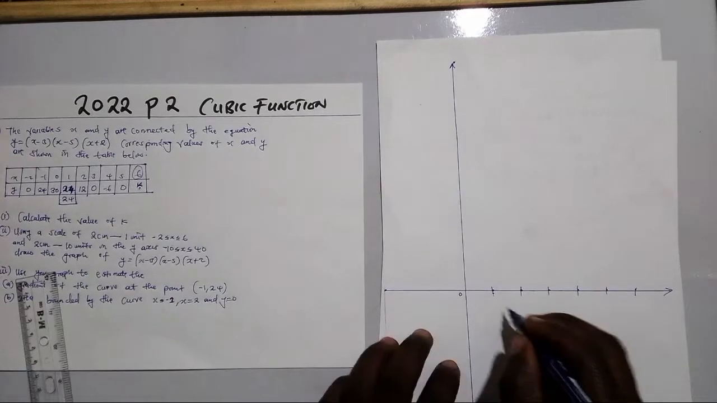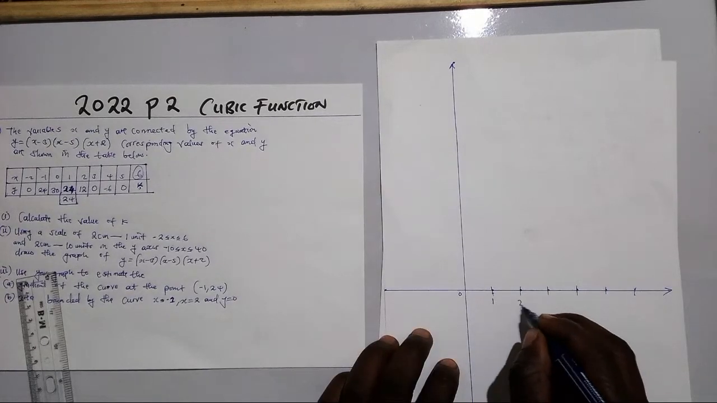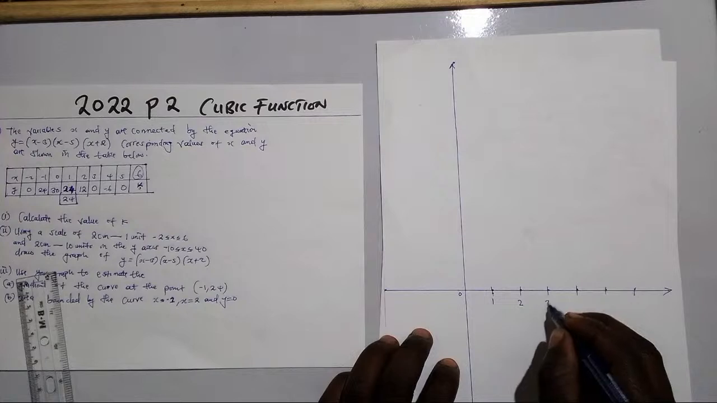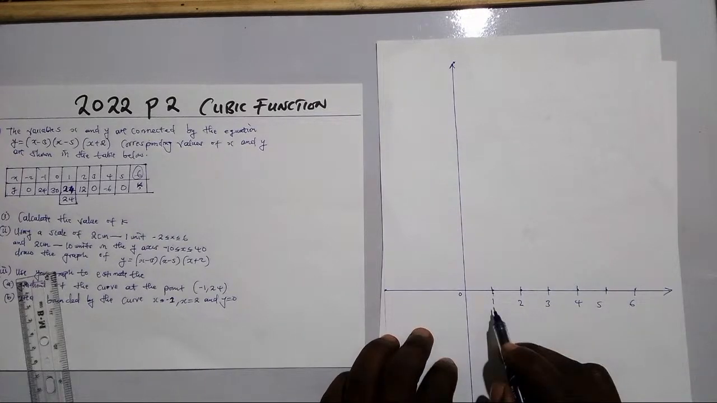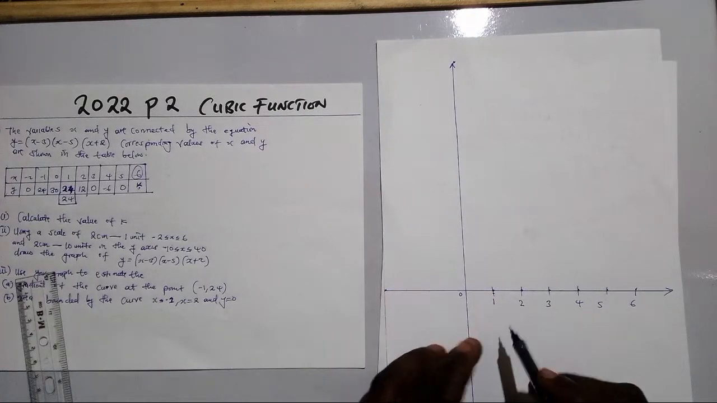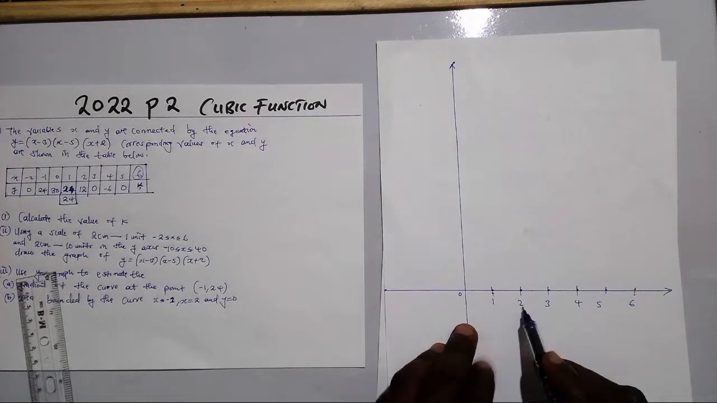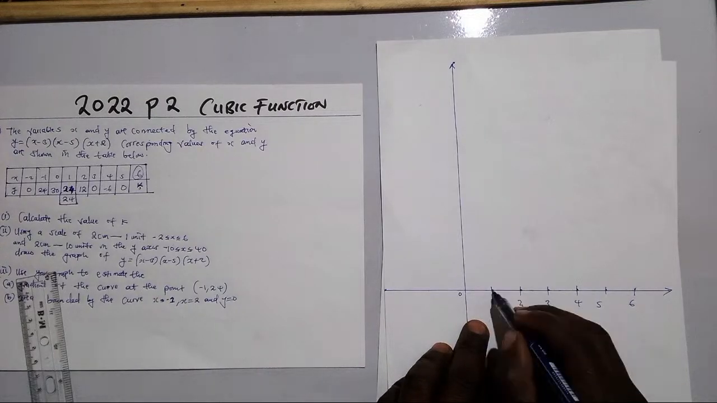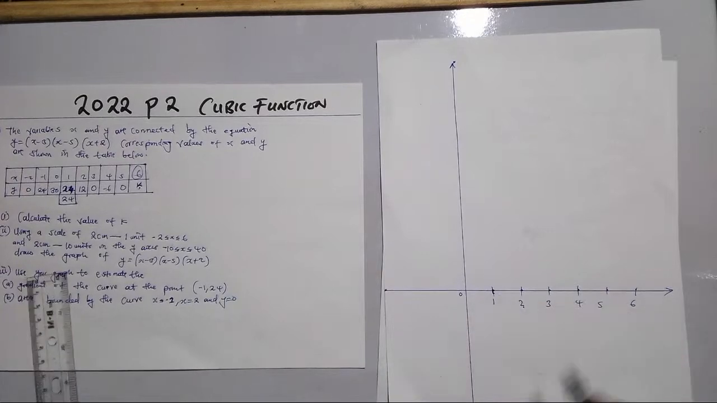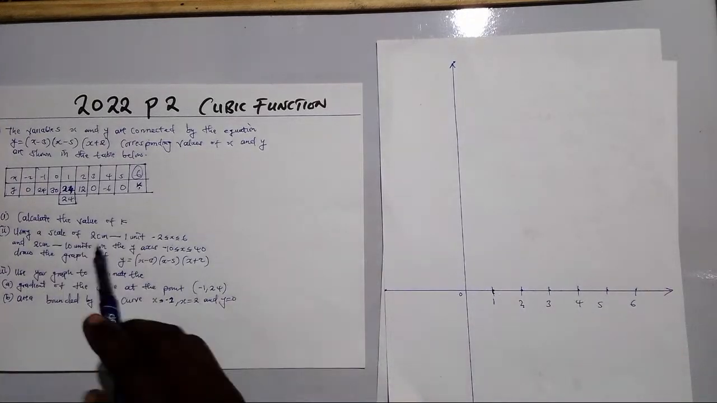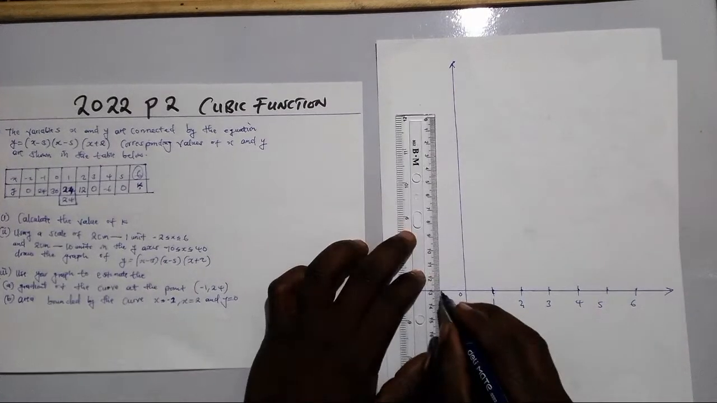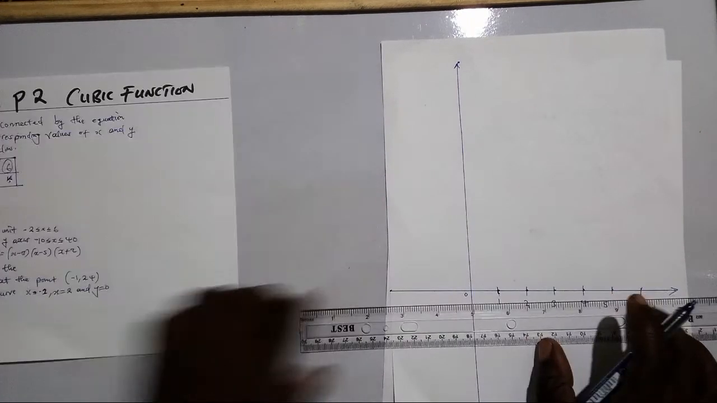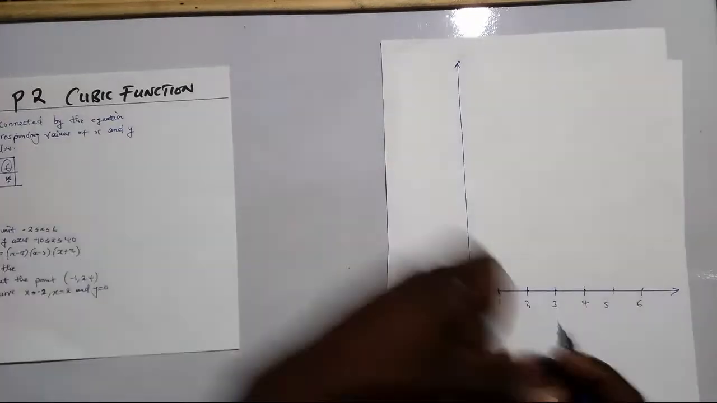So we're going to start with the 1 here, 2, 3, 4, 5, 6. So we are moving by 1 unit. From 1 up to 2, it is 1 unit. But let's move on to negative now, because we have negative 2 here. Even here, you have to measure, okay?